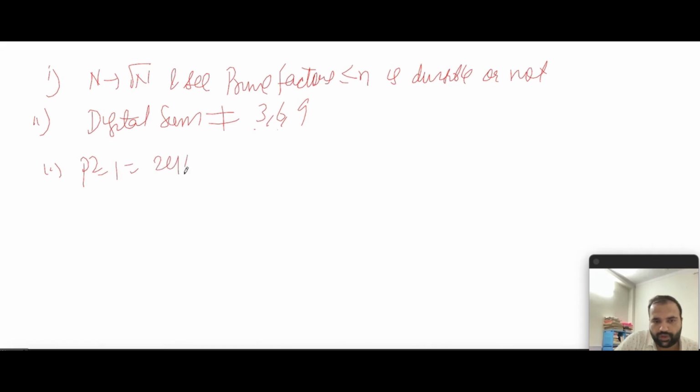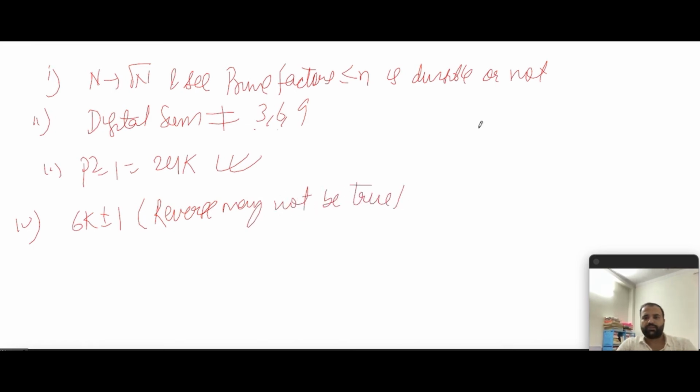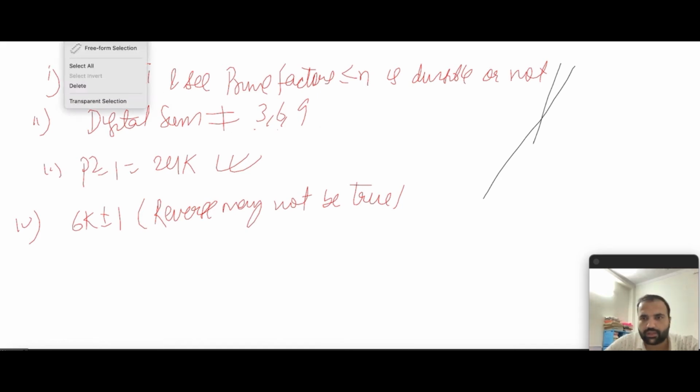Third is P squared minus 1 is equal to 24k, which would always be true. And the last, what we did just minutes back, is that 6k plus or minus 1, the reverse may not be true. So these are some of the things that you should take a note of if you want, or you can just practice it and it will be there for you always. So now let's do some questions and see how we can apply this. So let's say I'm writing the question for you.